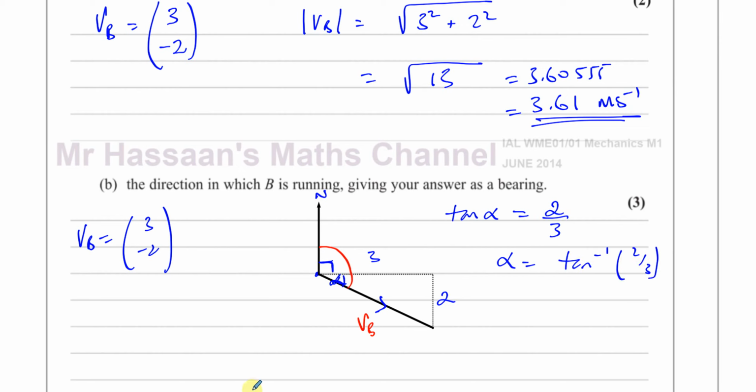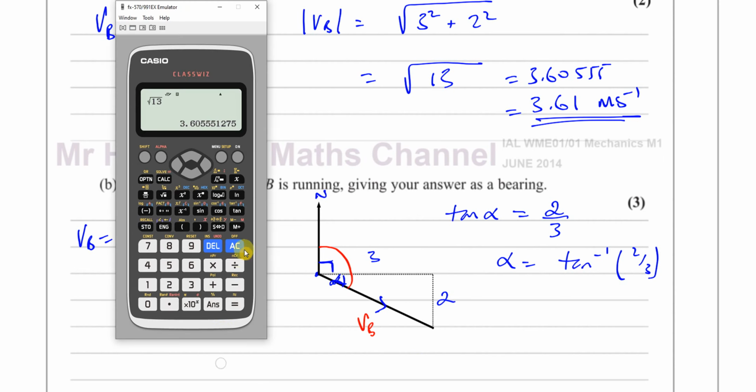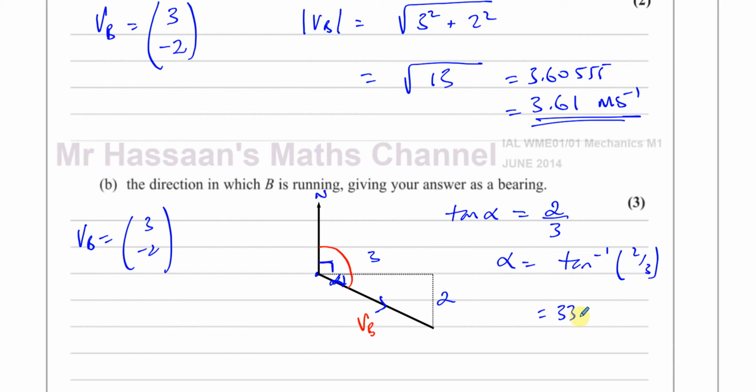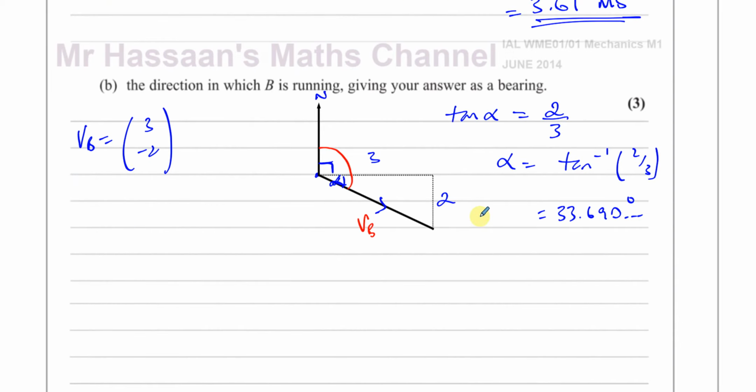We have to make sure our calculator is in degree mode. It's in radian mode right now. So shift, menu, angle unit, degree. Now it's in degree mode. So I'll say inverse tan of 2/3, and that gives us 33.690 degrees. That's not the bearing though, that's just this angle over here.